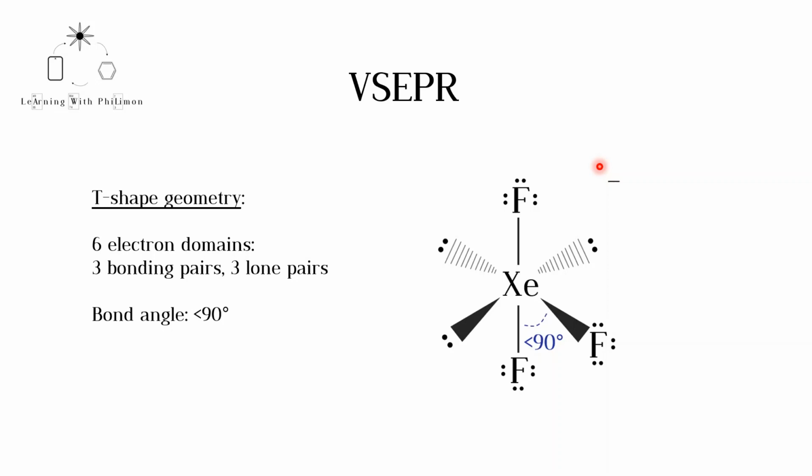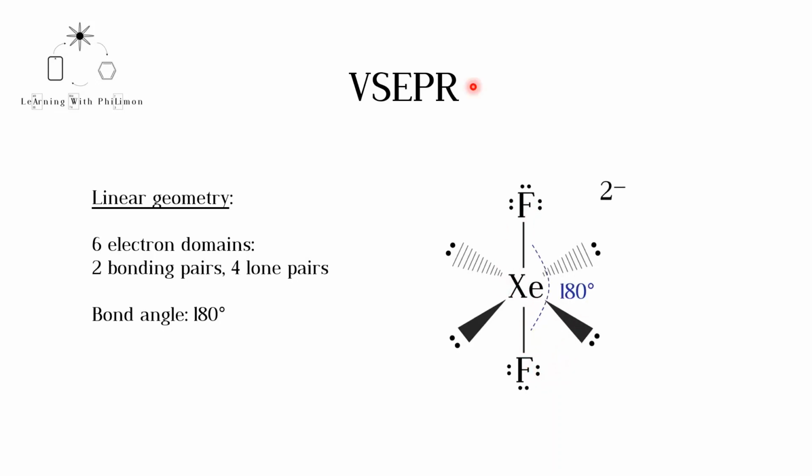It uses 3 of these valence electrons to form 3 single bonds with fluorine atoms, leaving 3 lone pairs of electrons. There are 6 electron domains around xenon. As there are 3 bonding pairs and 3 lone pairs, the molecular geometry is called T-shape. Check out the previous video to see the T-shape molecular geometry with 5 electron domains. This T-shaped geometry is similar to the octahedral geometry, but there are 3 lone pairs of electrons. The repulsion from the lone pairs of electrons decreases the bond angles to less than 90 degrees. Note that the geometry is called T-shape because the 3 atoms form a T.